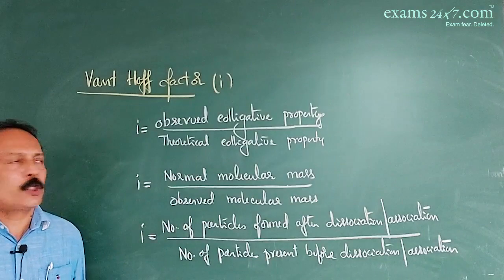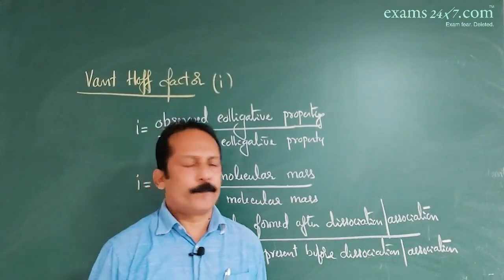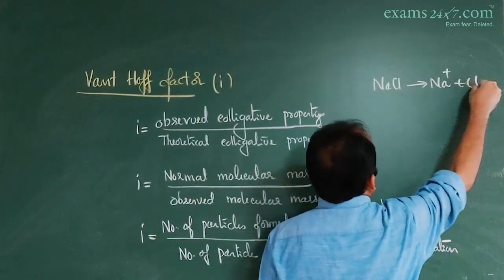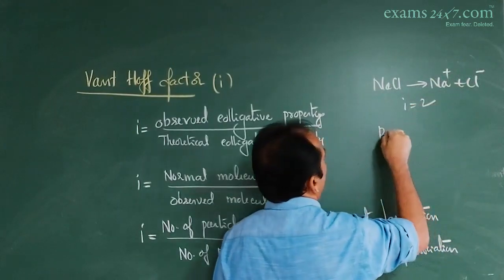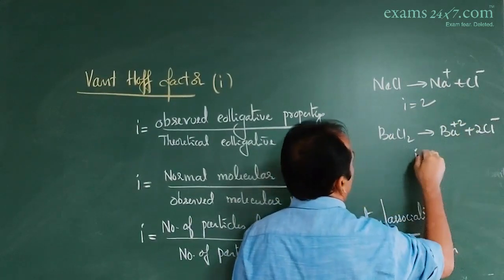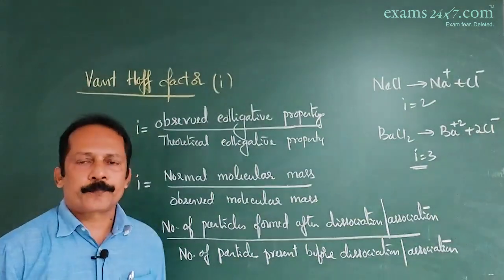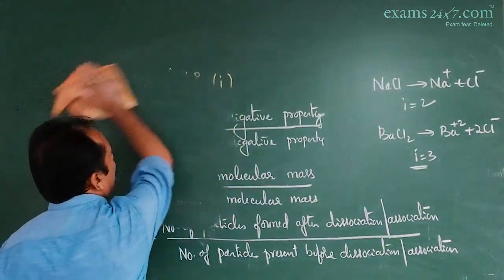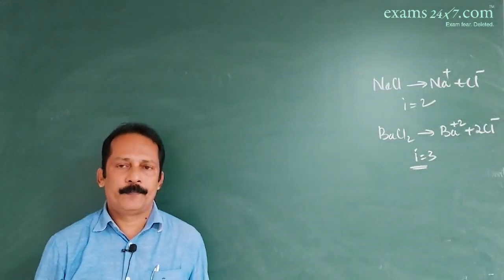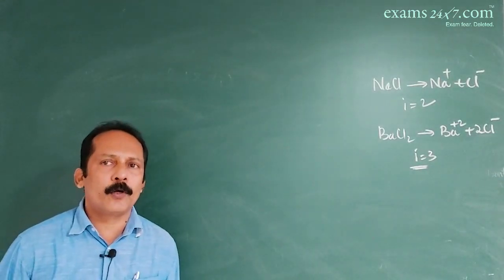Okay, so this is about the calculation of van't Hoff factor. We'll take some simple examples. When sodium chloride, NaCl, dissociates 100% into Na+ and Cl-, the i value is 2. If you take barium chloride, BaCl2, that gives a barium ion and 2 Cl- ions, here the i value is equal to 3 if it undergoes 100% ionization. Now, if there is no 100% ionization, then you have to calculate the degree of dissociation alpha. By calculating the alpha value, we can then go for the i value, the van't Hoff factor.